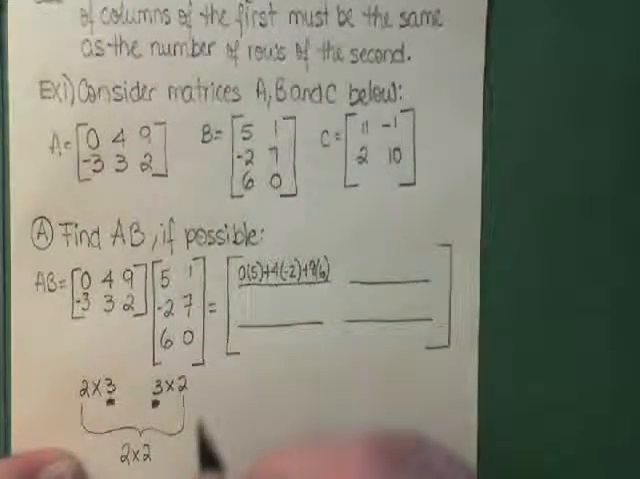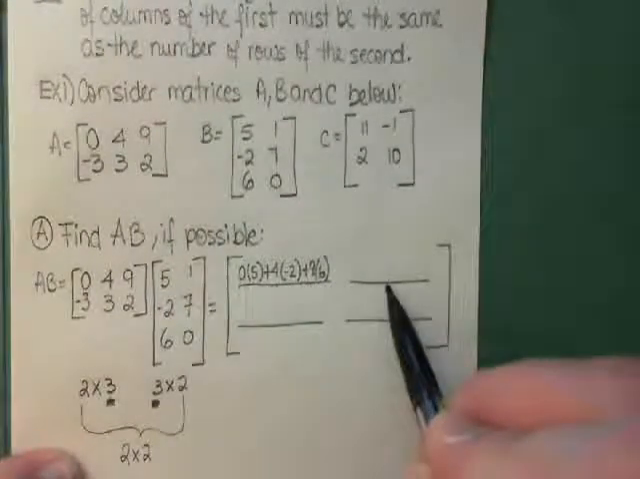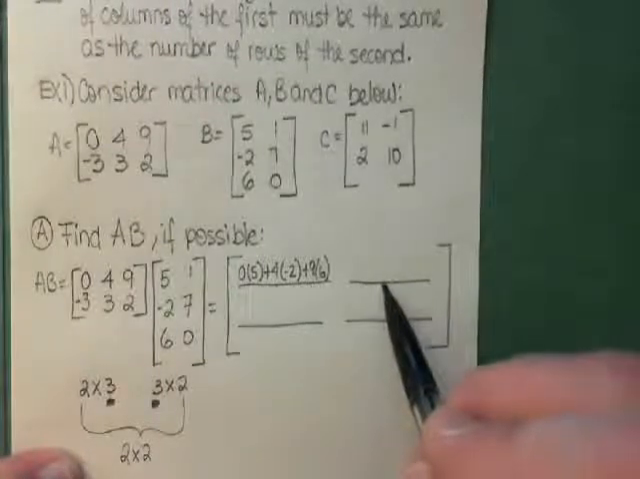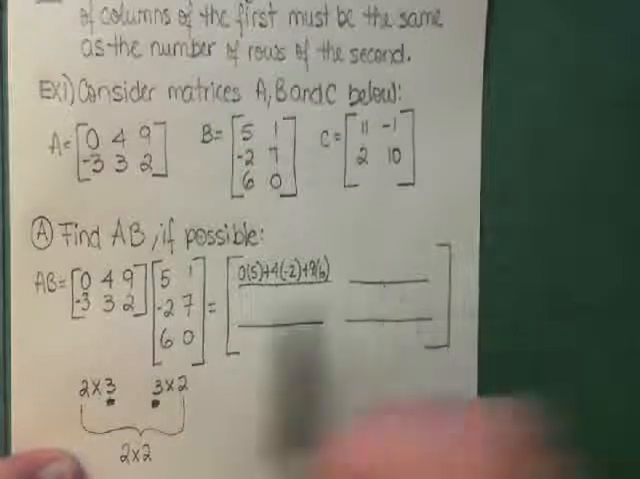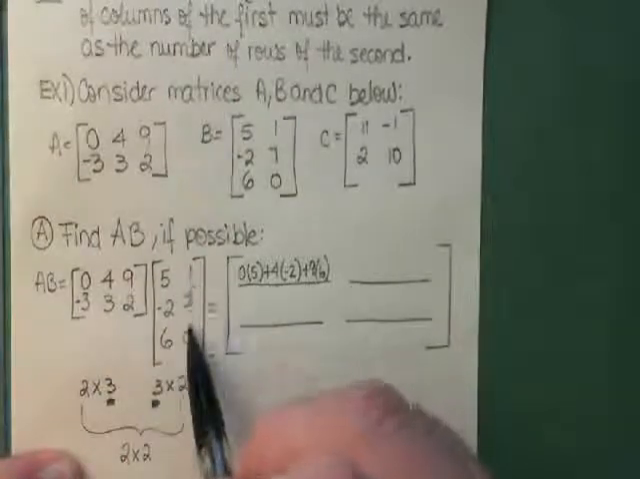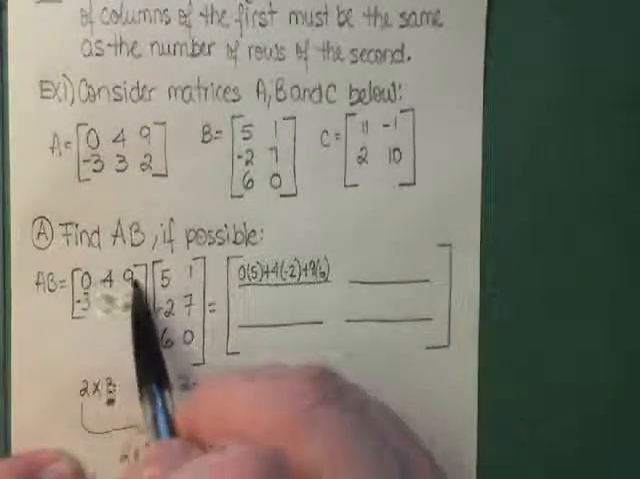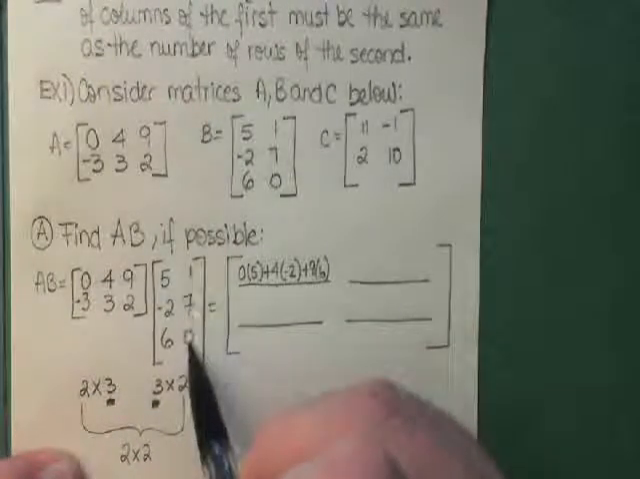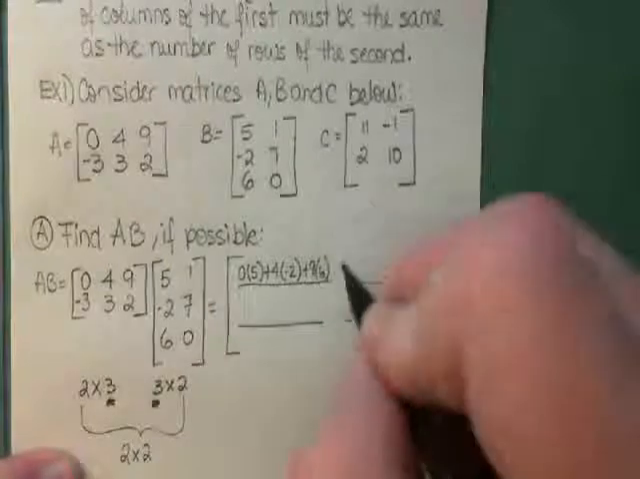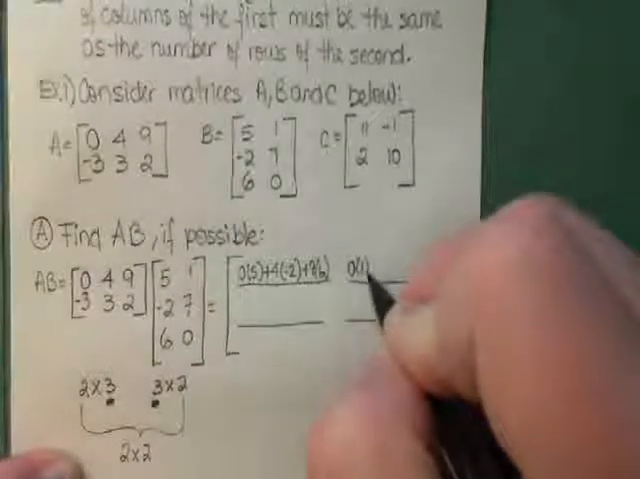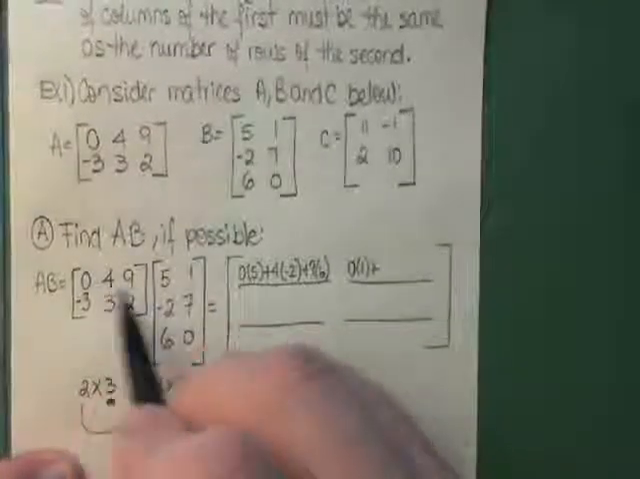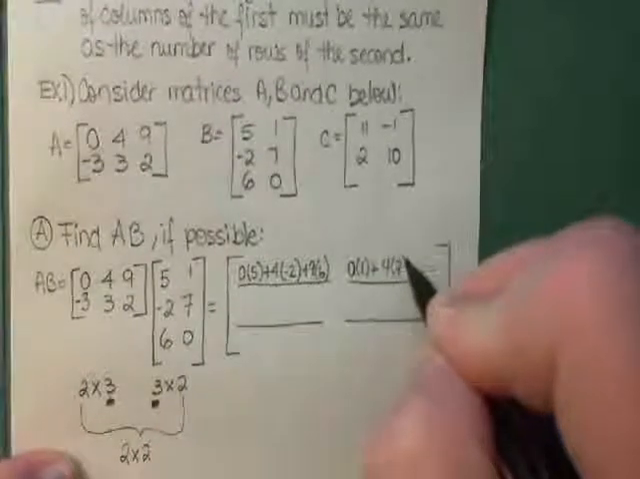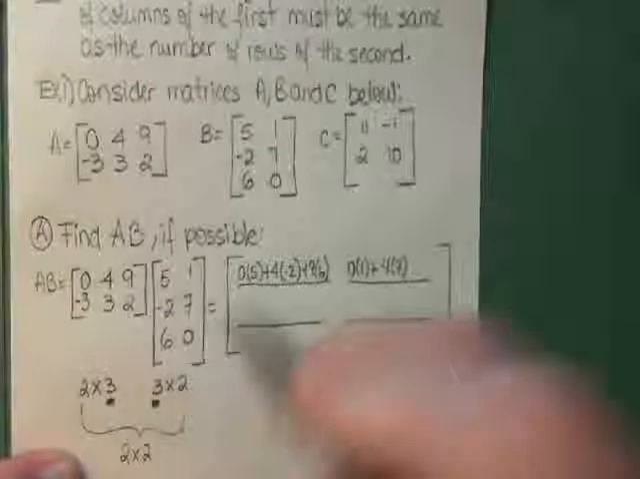Alright. Now let's do address 1,2. We're going to do row 1, column 2. So the numbers of row 1 multiply by the numbers of column 2. So 0 times 1, plus 4 times 7, and then 9 times 0.